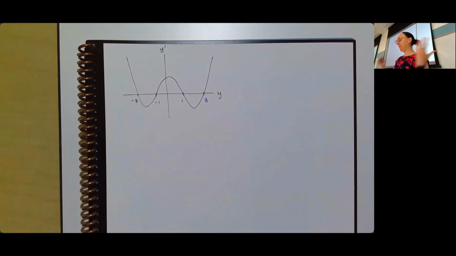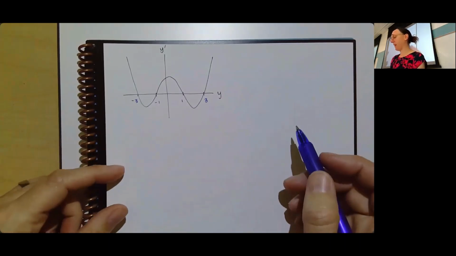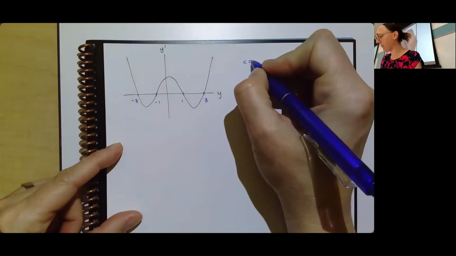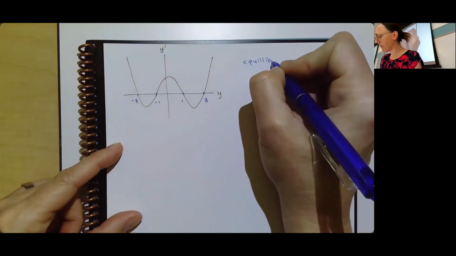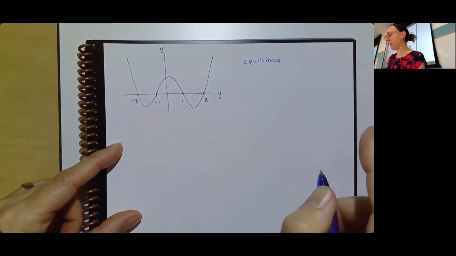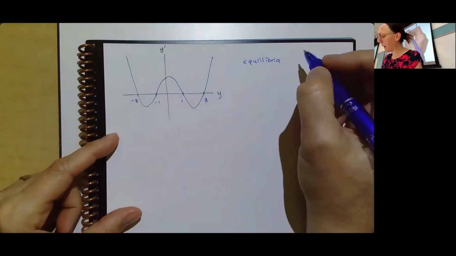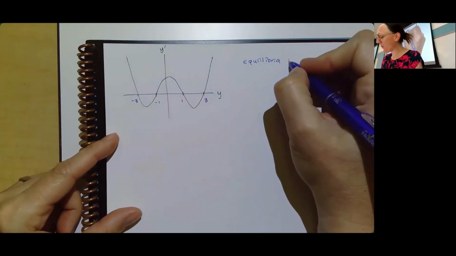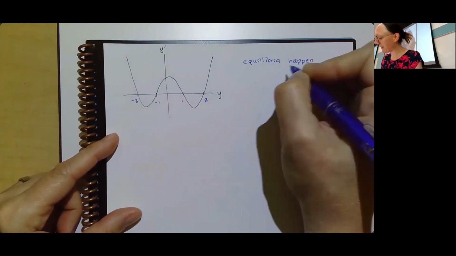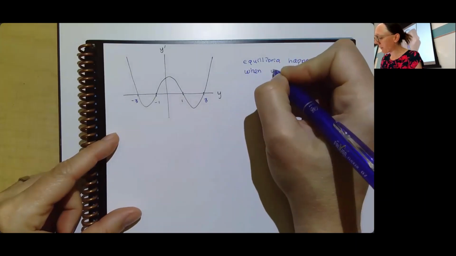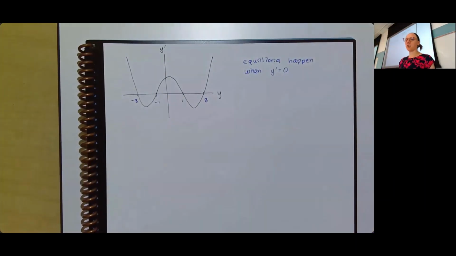But if I were going to find and classify equilibria, the equilibria are happening. There's only one L in equilibria, but I always write it with 2. Sorry, it's already written. So our equilibria happen when y prime is equal to 0. So essentially the equilibria, those are the points that if we get there, we are stuck there forever.